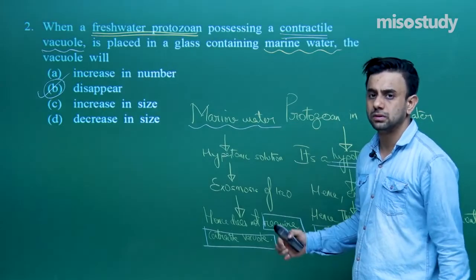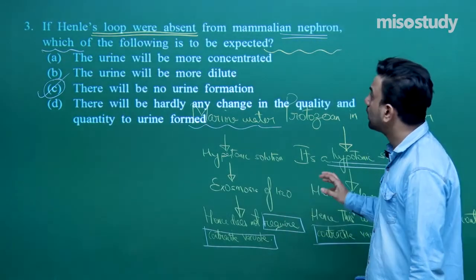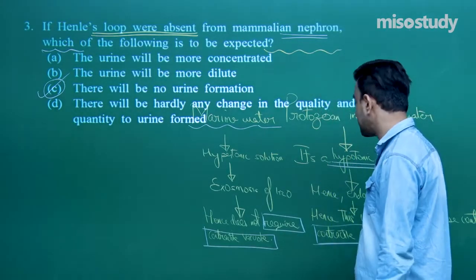Next, what if the Henle's loop were absent from the mammalian nephron, which of the following is to be expected?